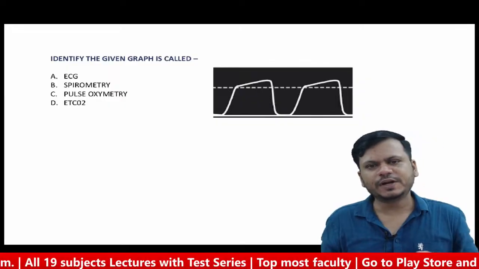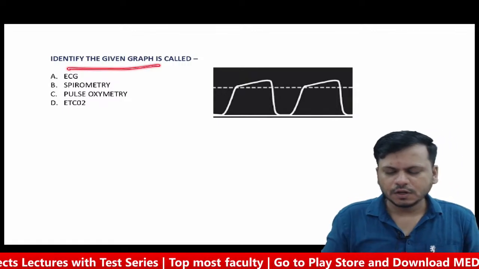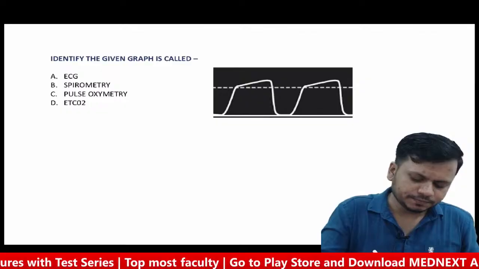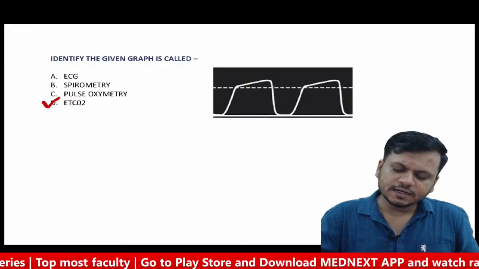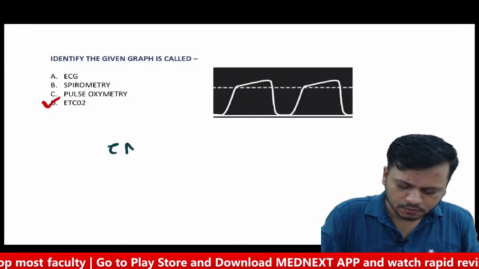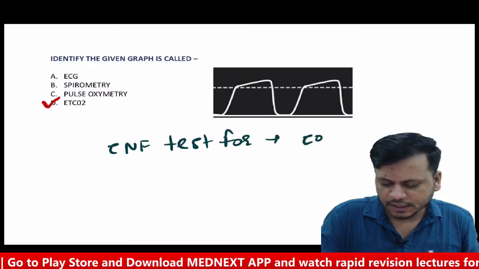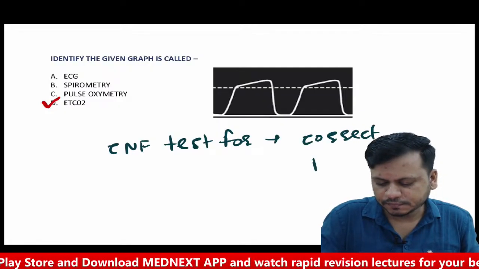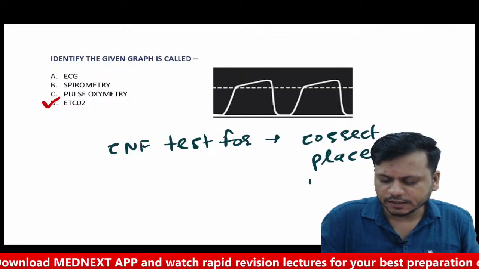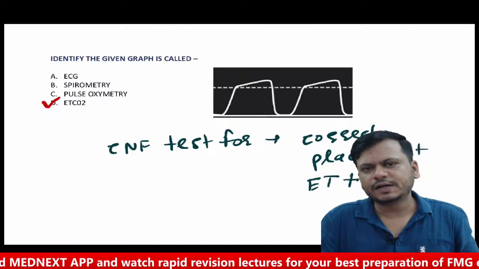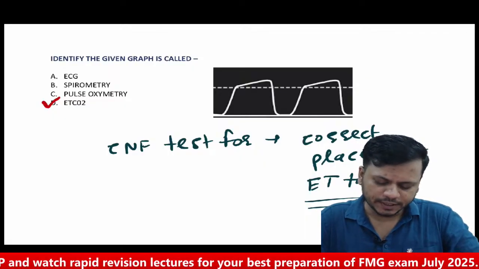First one which came in your exam was identify the graph. Very easy. The answer is EtCO2, right? End tidal CO2 level. It is a confirmatory test for correct placement of ET tube in the patient's airway, right? You know this, we have discussed this in class very well. So the answer is EtCO2 over here.